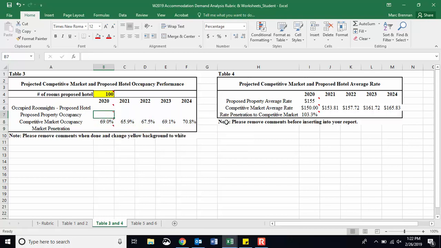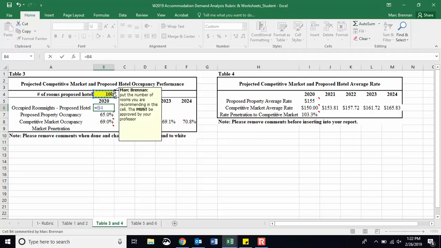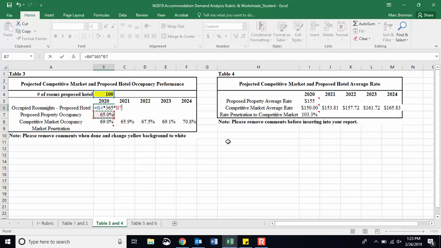So let's say I forecast that in the first year we're new, so 65%. To get my occupied room nights, I'd go, okay, well, my 100 rooms times 365 to get room nights available, times the forecasted occupancy for that year. So 23,725 room nights, and to get my market penetration, it's my proposed property occupancy divided by the market occupancy. So 94, let's give it a couple decimals, 94.2%.